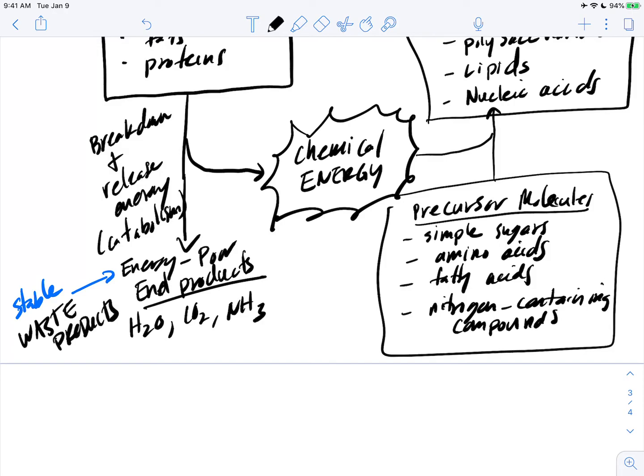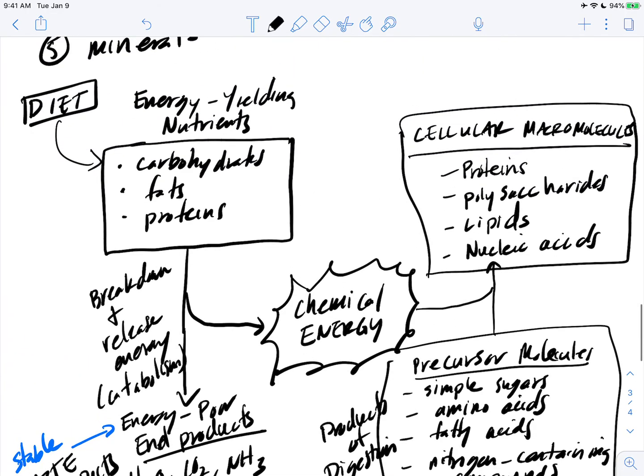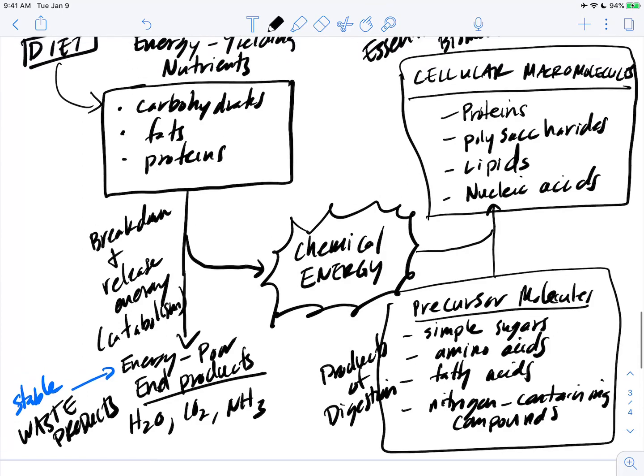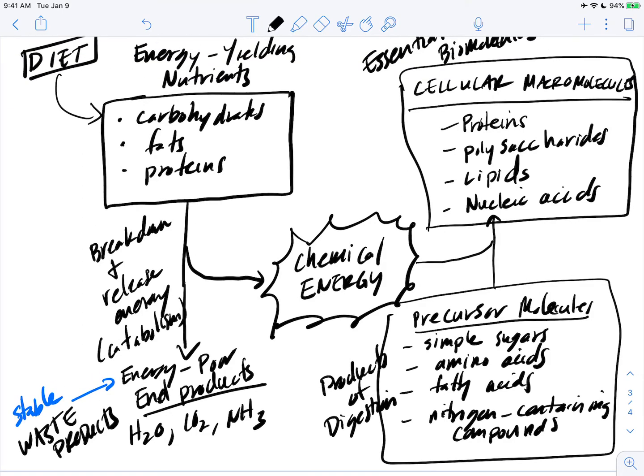We have over here, these are products of the digestions. And these are essential biomolecules. These are really why we're eating stuff. We need these to function. Okay, so we got a lot going on there, but we can kind of see the cycle.